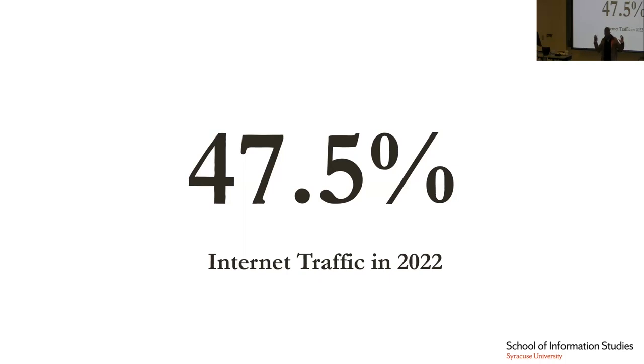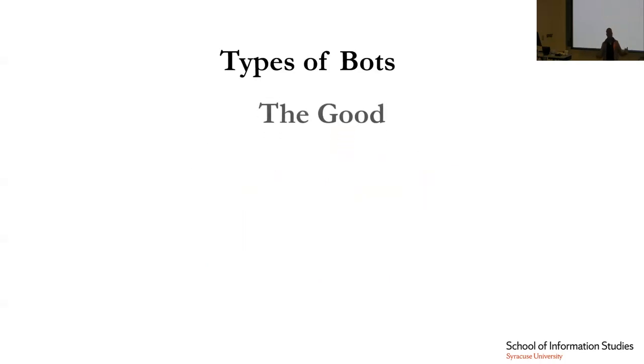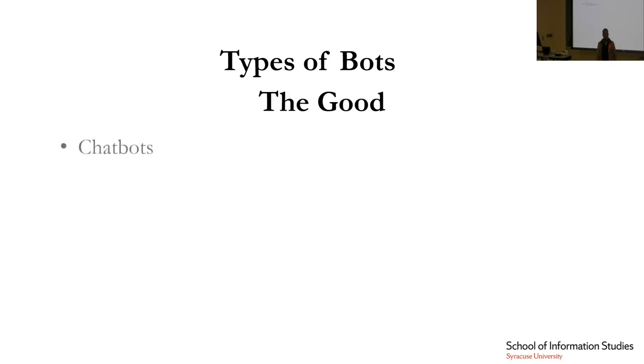Now, 47.5 percent, it could be higher, of all internet traffic is automated bots. The largest ones are probably going to be the crawlers, right? Now, there are no good or bad bots, right? A bot is simply a tool. But I'm referring to the intent, right? So now let's talk about good bots. Let's talk about chatbots.